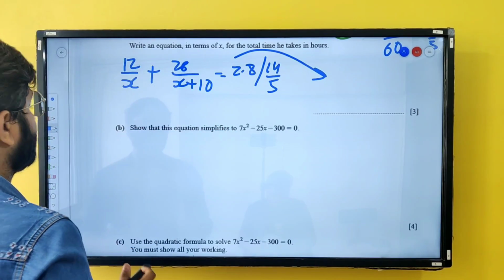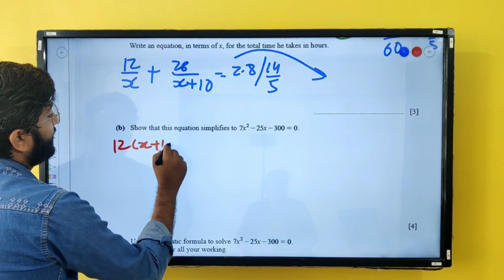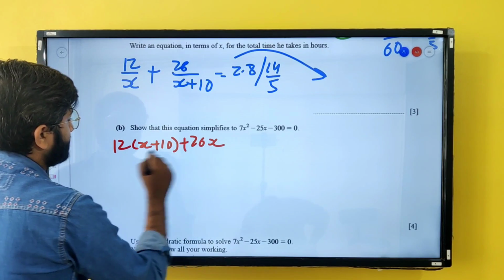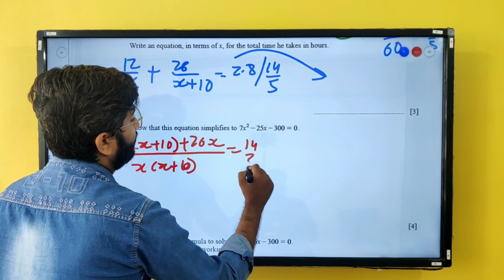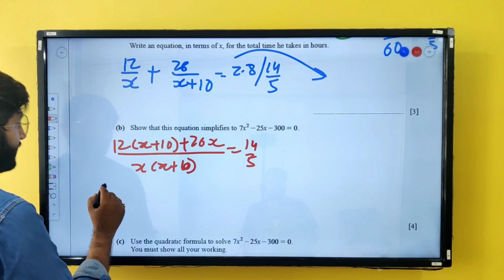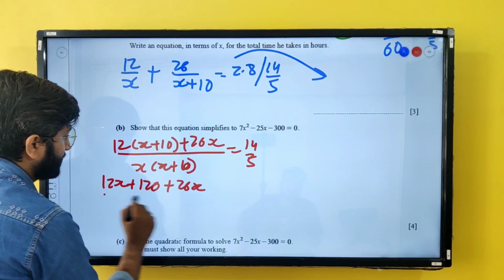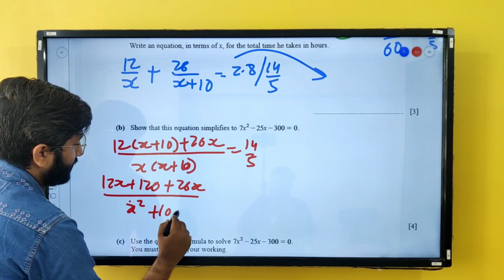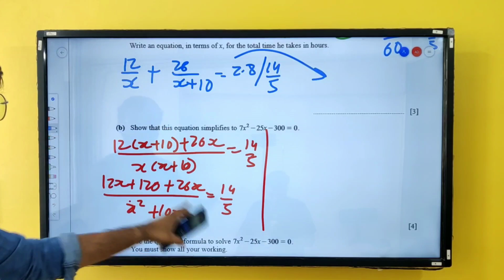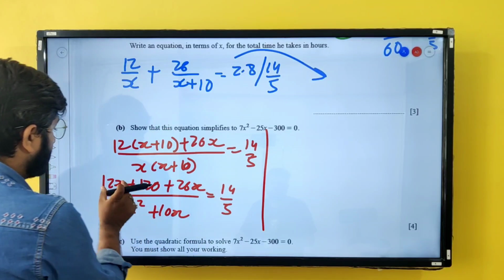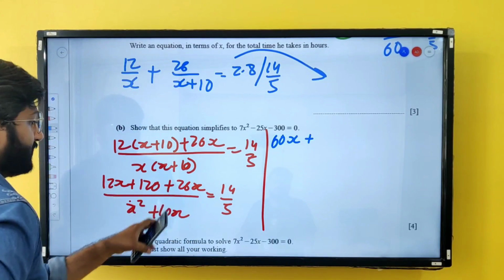Next, show that this simplifies to the given equation. Okay, so we are supposed to simplify this. Let us take LCM. 12 times x plus 10 plus 26x upon x into x plus 10 equals 14 by 5. So you have 12x plus 120 plus 26x upon x square plus 10x equals 14 by 5. Now doing cross multiplication, you have 12x plus 120 into 5.